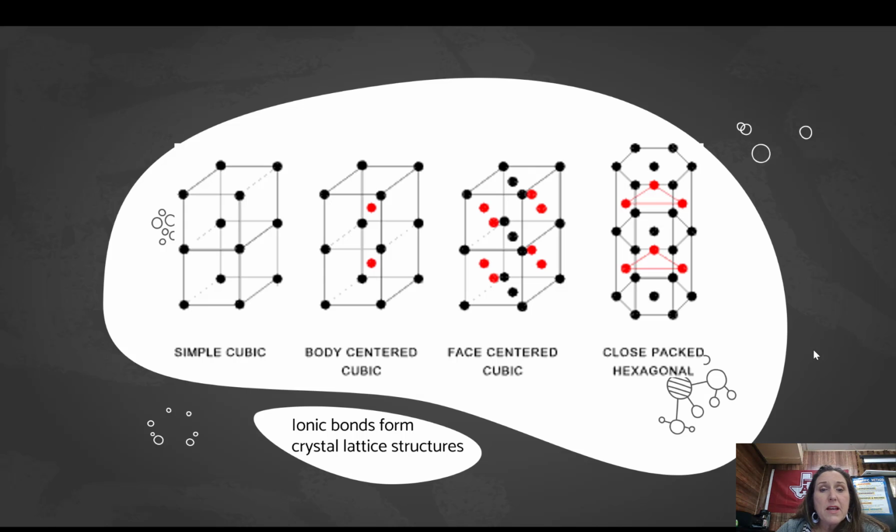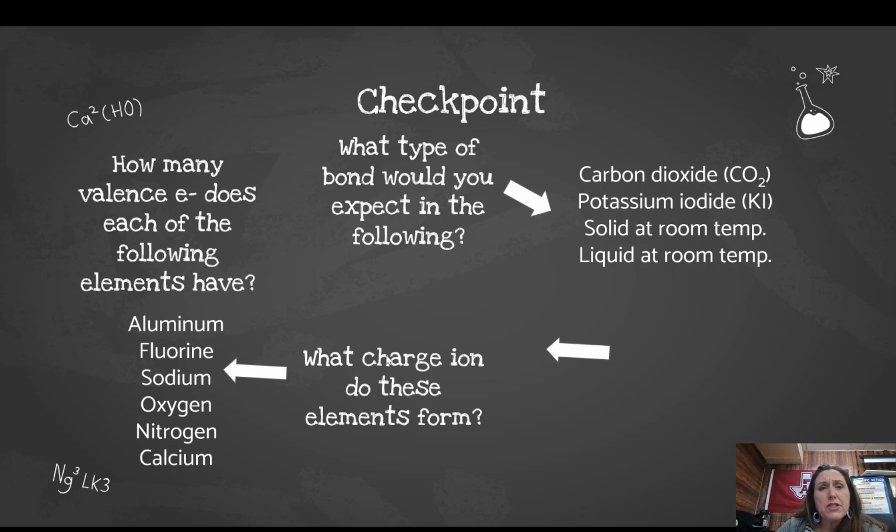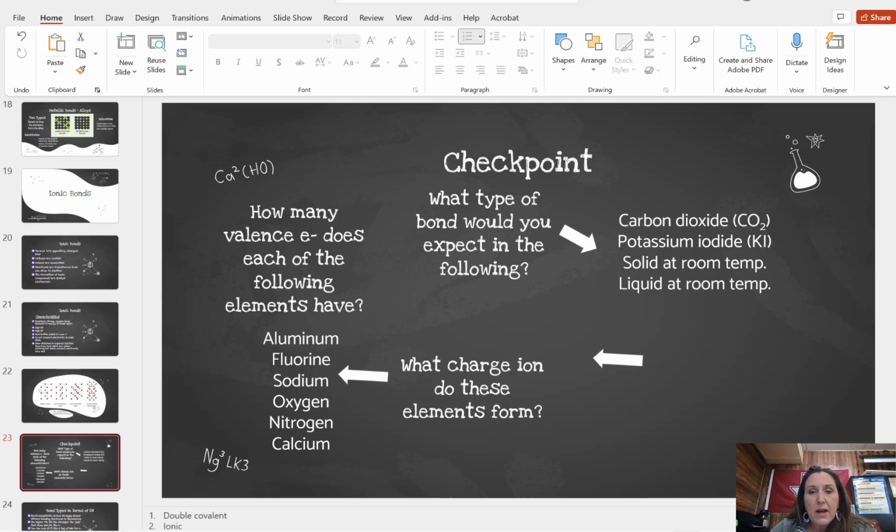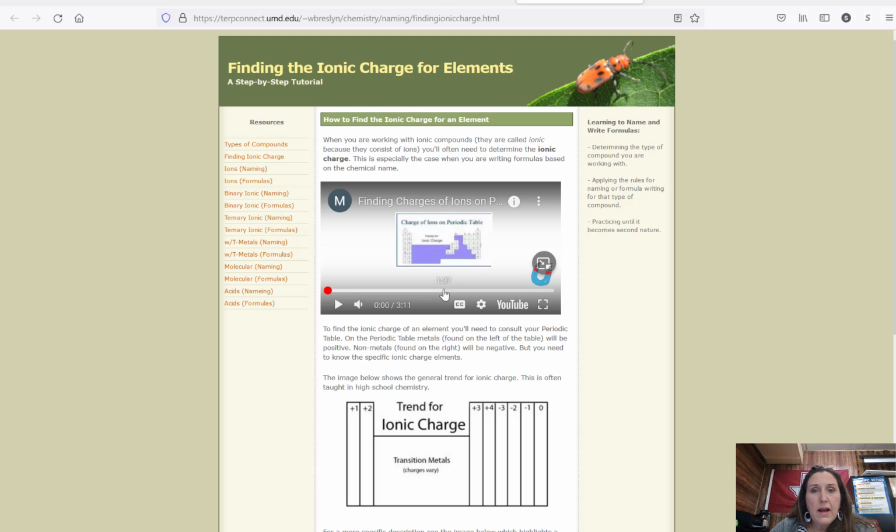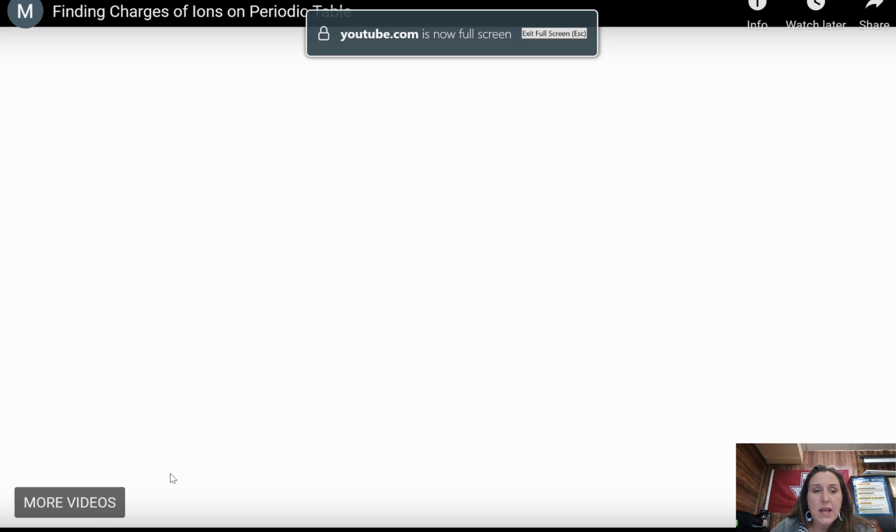All right, ionic bonds tend to form crystal lattice structures when they're solid. And so this is sort of a little bit about how that would look. Remember, metals were in a very sort of solid row type structure, and this is more cube type structure. All right, so here's a checkpoint. Before we get to the checkpoint, I would like to have you watch this little video reminder of ionic bonding and the periodic table.